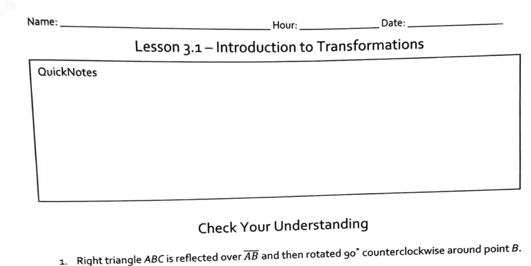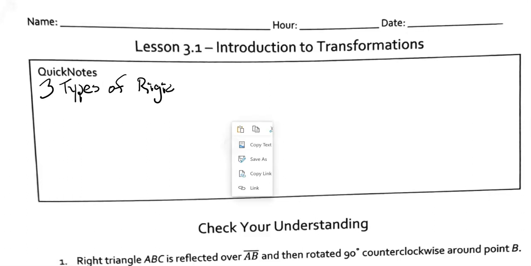These notes are for Chapter 07, actually. We're going to continue talking about transformations. So let's take a look at some quick notes. We've got three types of rigid transformations.